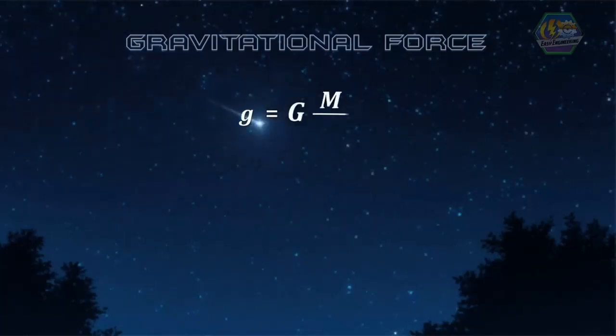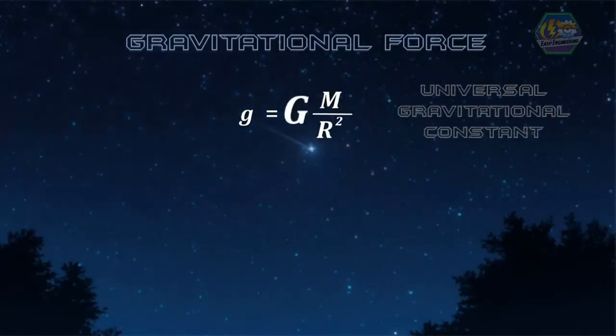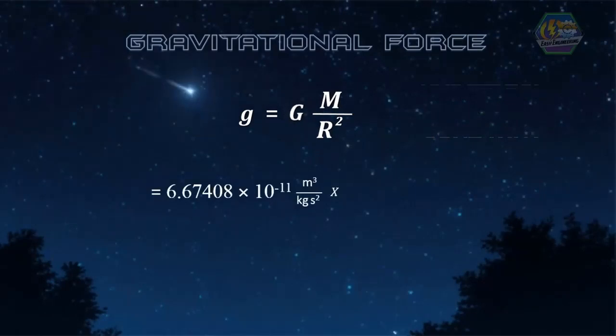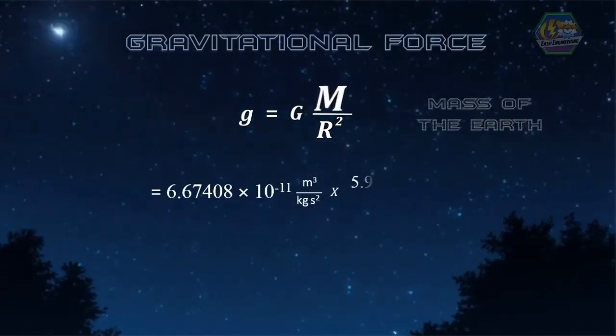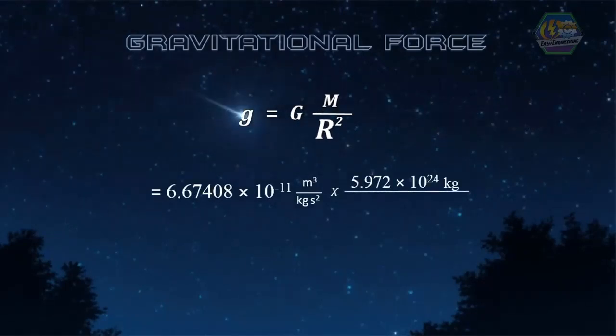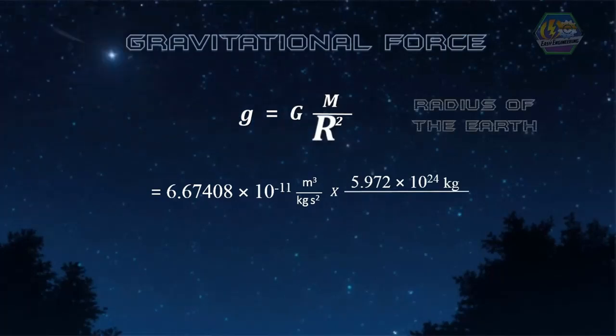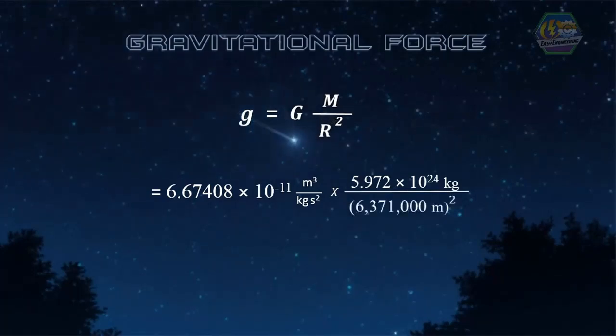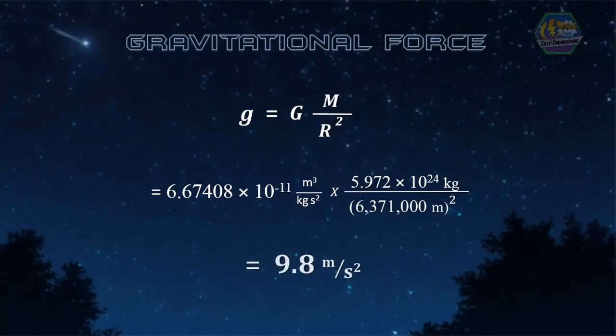g equals G times M over R squared, where G is the universal gravitational constant, M is the mass of Earth, and capital R is the radius of the Earth. So substituting the known values, we get the value of small letter g, which is equal to 9.8 meters per second squared.